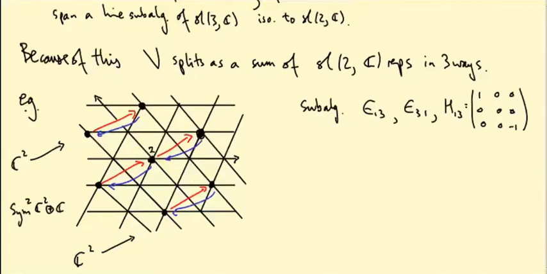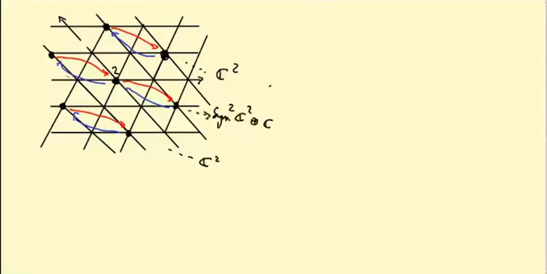Okay, so that's what I mean by V splits as a sum of SL2 representations, and it does it in three ways, because we could do the same in the 1-2 direction. Let me copy the picture. So E12 translates things in this direction. E21 translates things in this direction. So what we're getting is, again, a copy of the standard representation across here, a copy of the standard representation down here, and Sym2 of the standard representation plus the trivial representation in the middle. Okay, so this is splitting as representations of a subalgebra.